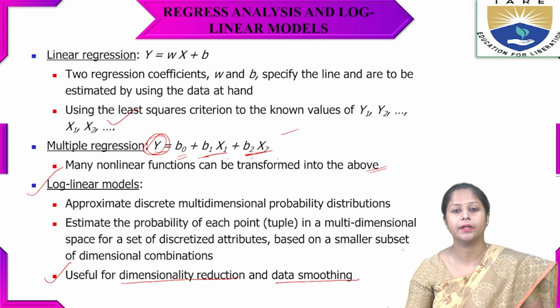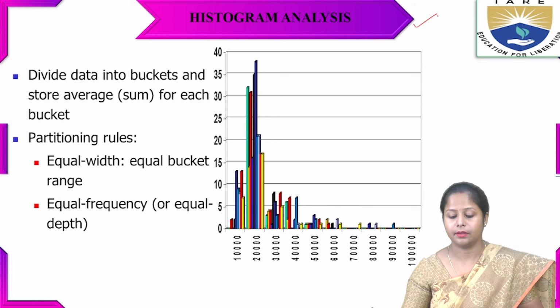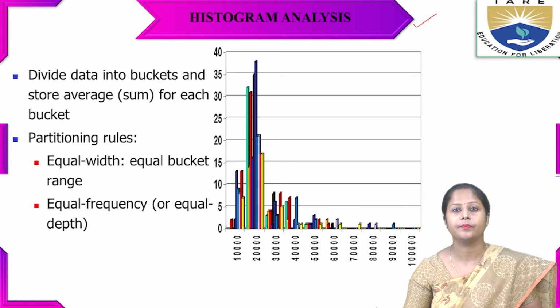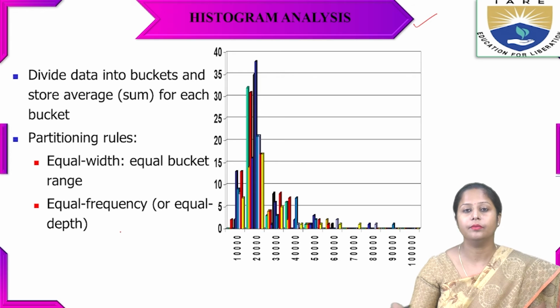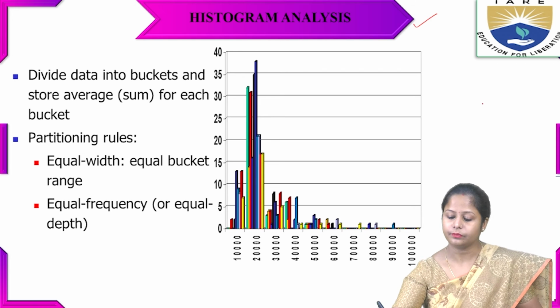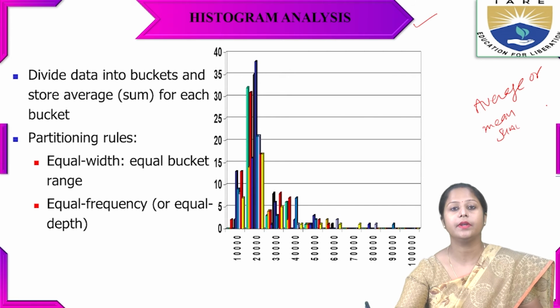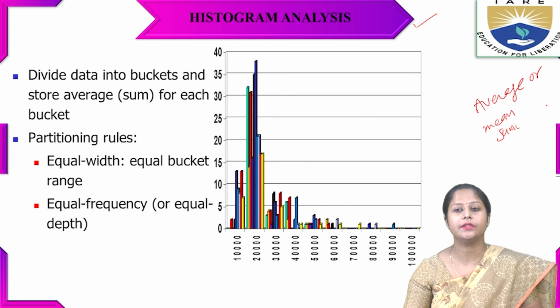The log linear method is used for linear data modeling, data smoothing and dimensionality reduction. The non-parametric models include histogram analysis. In histogram analysis, what will we do? We will divide the data into buckets and store some average, a mean, we can say sum, for each bucket.